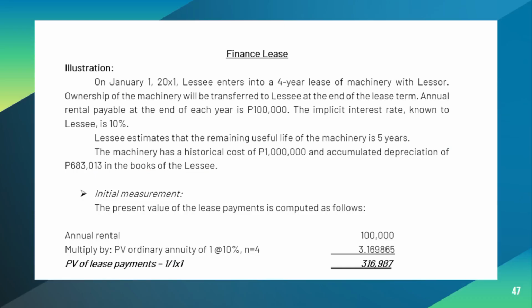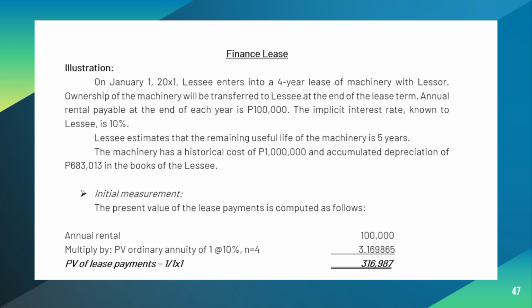On January 1, lessee enters into a 4-year lease of machinery with lessor. Ownership of the machinery will be transferred to lessee at the end of the lease term. Annual rental payable at the end of each year is 100,000. The implicit interest rate known to lessee is 10%. Lessee estimates that the remaining useful life of the machinery is 5 years. The machinery has a historical cost of 1 million and accumulated depreciation of 683,013 in the books of the lessee.